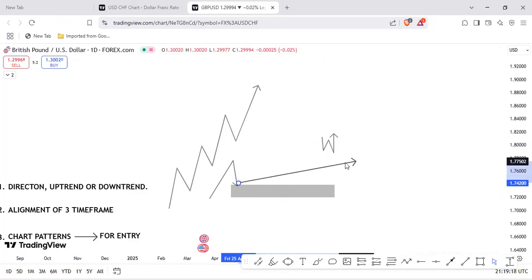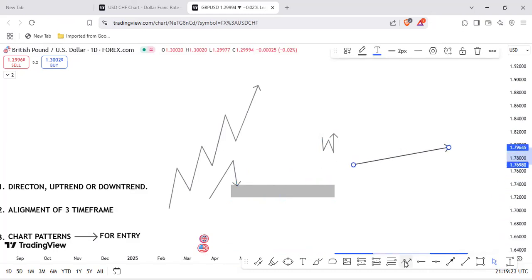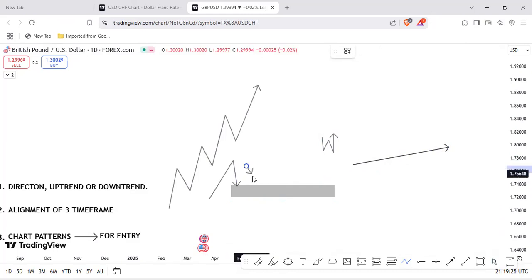Let's assume that now you've spotted this particular pattern here. On daily, the market has closed, and when you switch to 4 hour, the 4 hour will be something like this. The 4 hour can come like this, come like this.